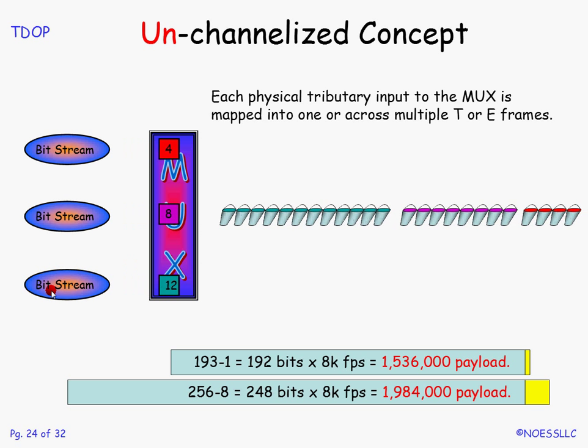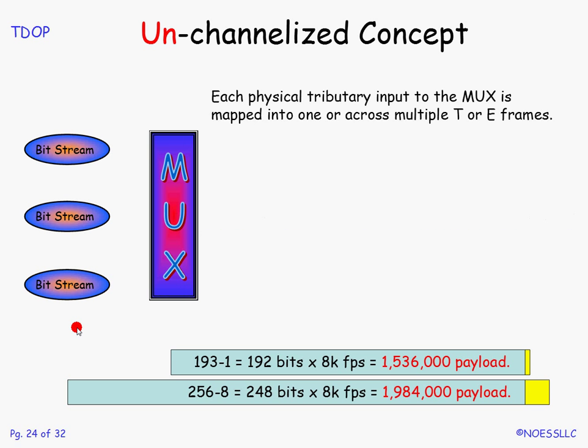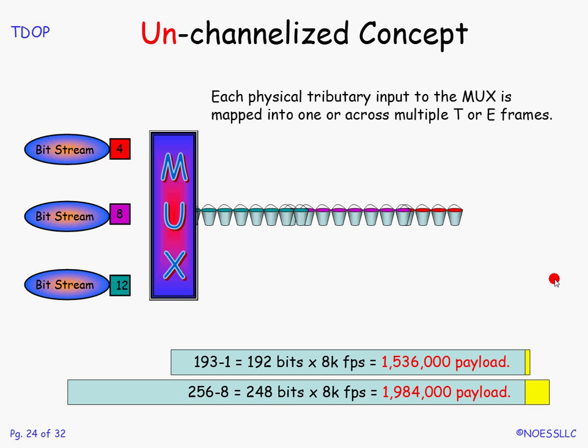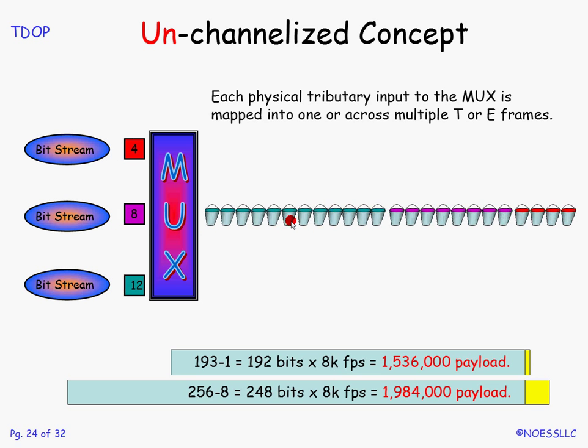But in fact, this bit stream coming in here could be some kind of HDLC type frame, high level data link control type frame, which could be multiple bits long. And so when I start throwing these things in here, this structure down here has to have its own organization so that its receiver way out at the other end can make sense of what's coming to it, because this has no idea. It's just a transport mechanism.